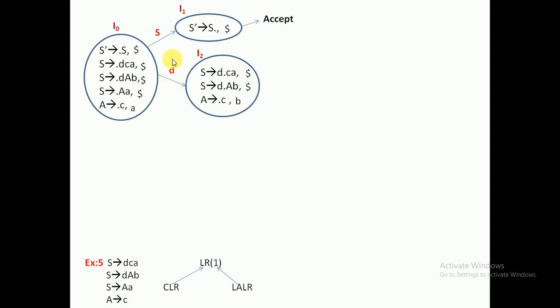You must remember this point. After that, move over capital A. Where will you reach? You will reach S derive A dot. What is the lookahead of this production? Dollar. So dollar you have to put here. Now this is item set number 3.